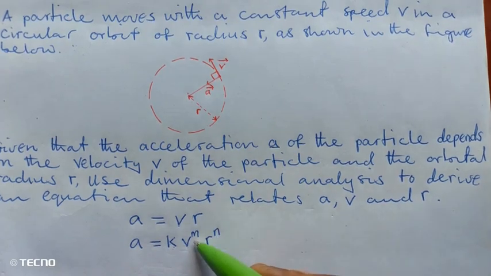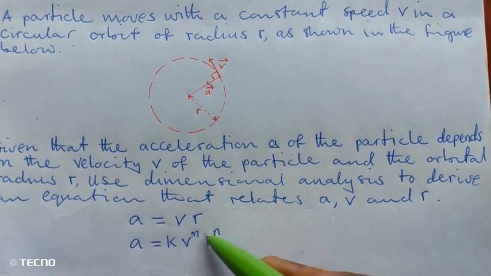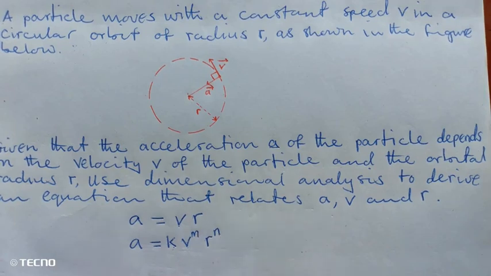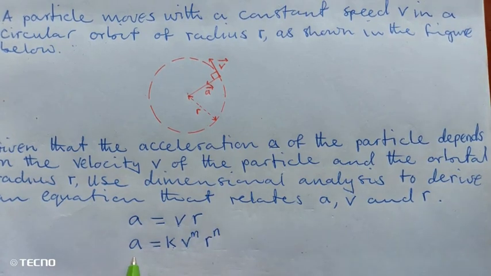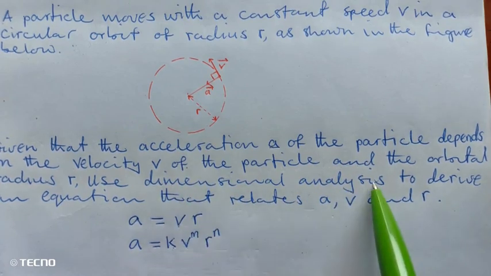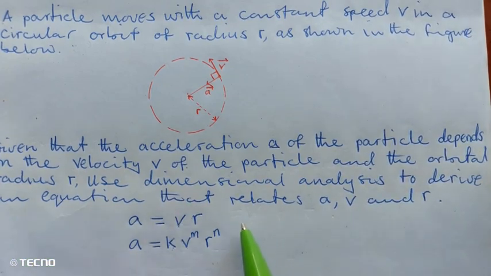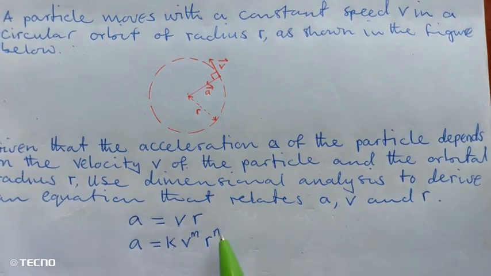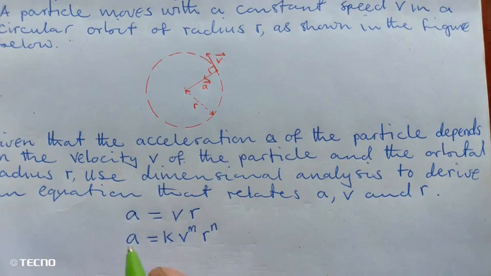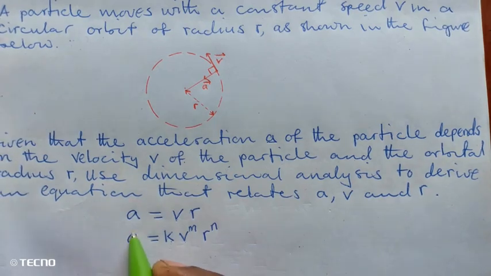If you want, you can also use other letters apart from m and n. Now, we are going to replace using the dimensional analysis, because we are using the dimensional analysis to derive an equation. In order for us to derive an equation, we need to find the value of m and also the value of n.